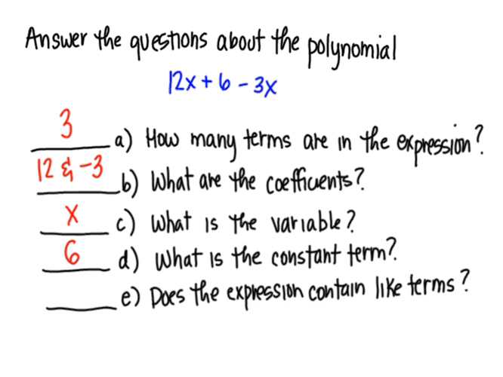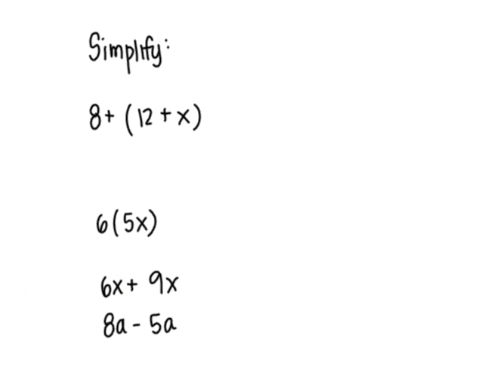Like terms are terms with the same variable component, so 12x and negative 3x would be like terms. So again, 12x is a like term and negative 3x. Our next goal is to simplify. In our first one, it's a little tricky.